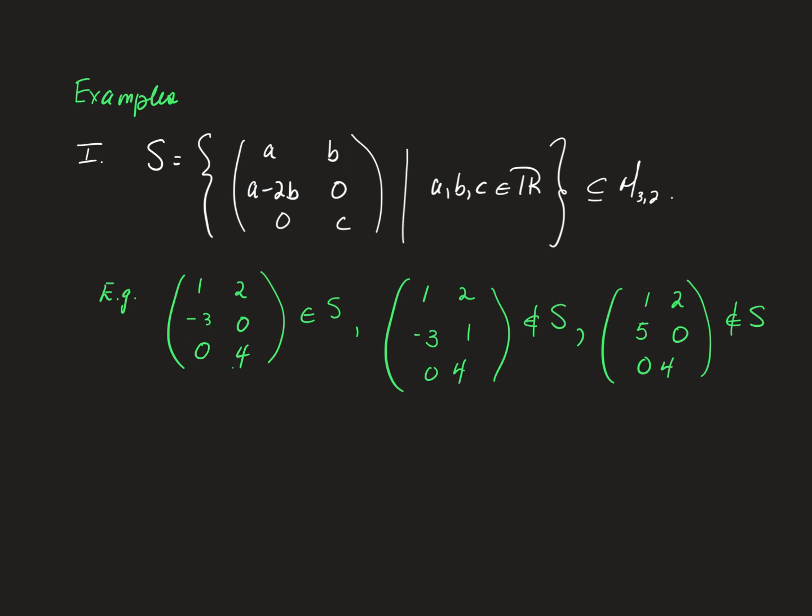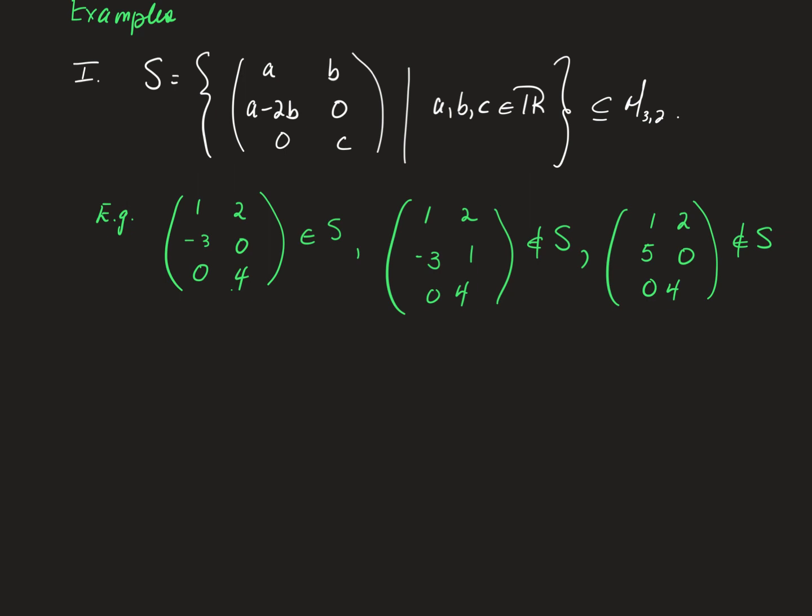Now I want to show that this is a subspace of M32. The first thing I need is for the 0 vector to belong to S, and indeed it does. It satisfies the property to be in S. The 0 vector in M32 is just the 3 by 2 0 matrix. So I've gone ahead and written that down, that clearly that's in S.